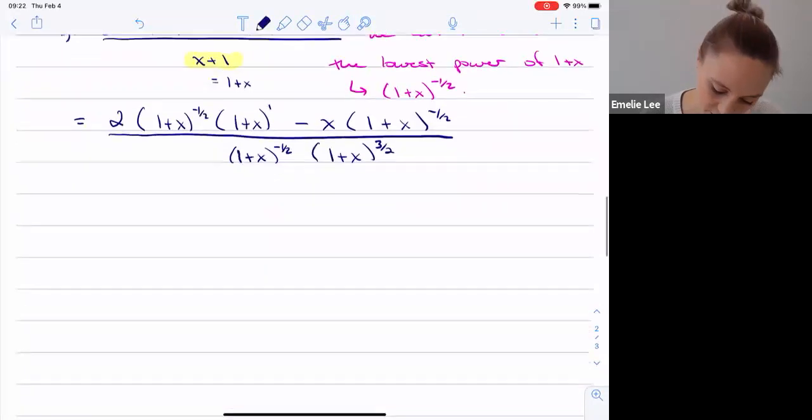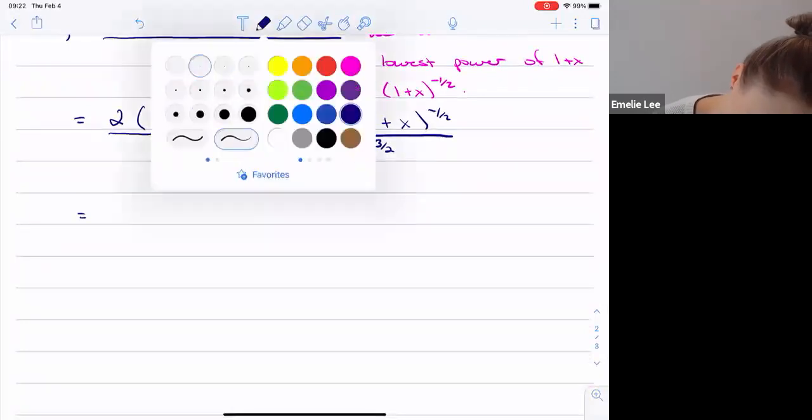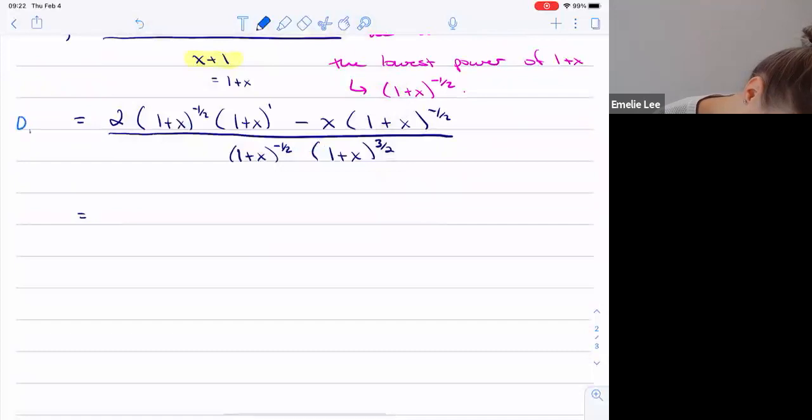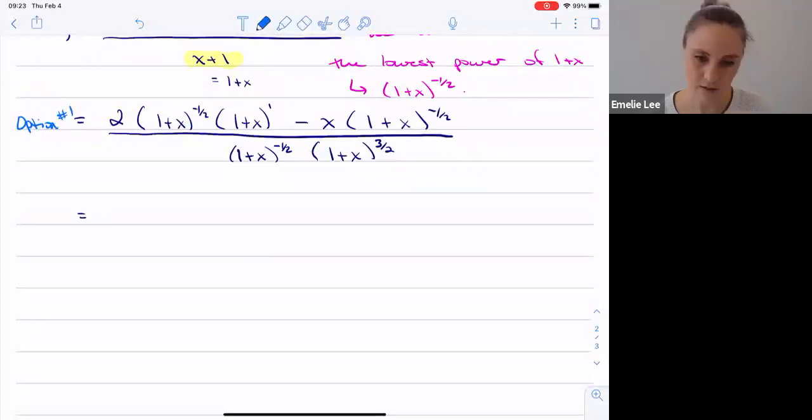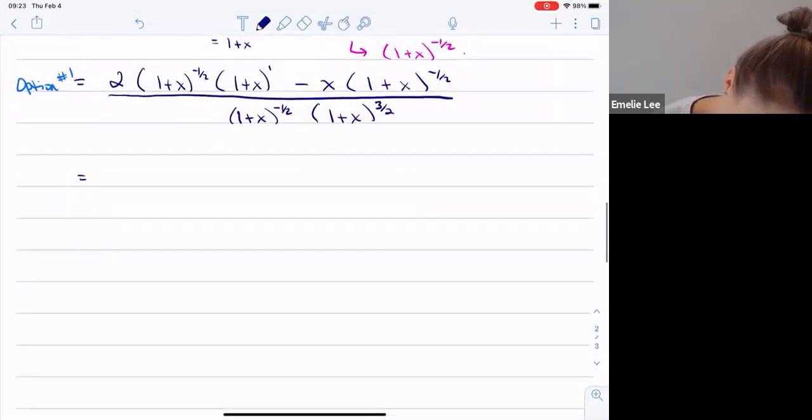So now what I want to do is here, I'm just going to write option number 1. And then I'll show you the other way that I have from when I worked through it earlier this morning. And you'll see, you end up at the same spot and it doesn't actually change anything. But it's nice to have multiple options.